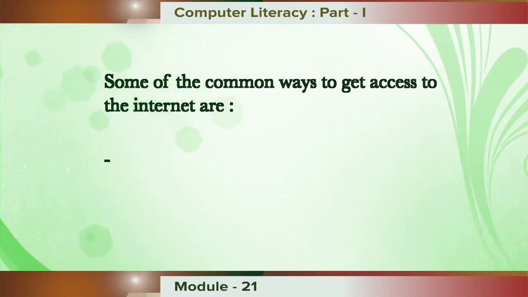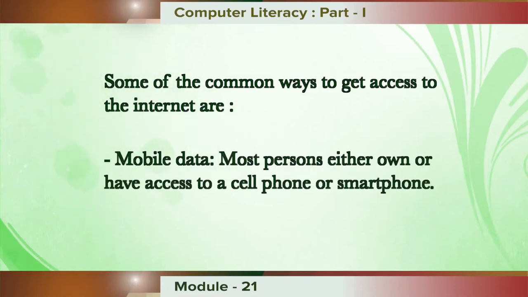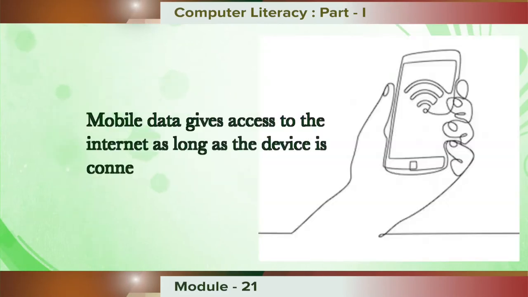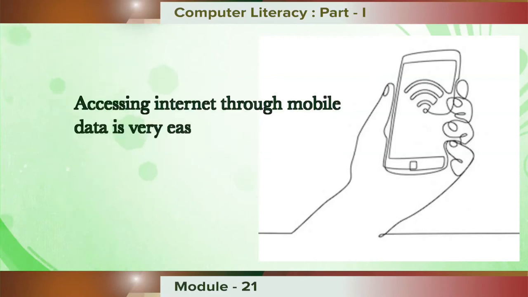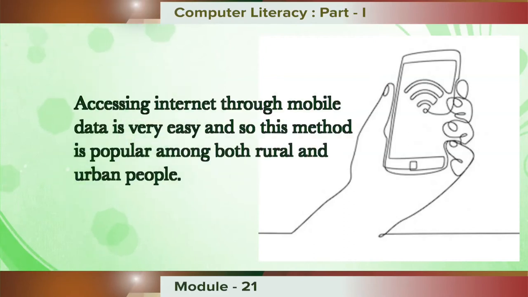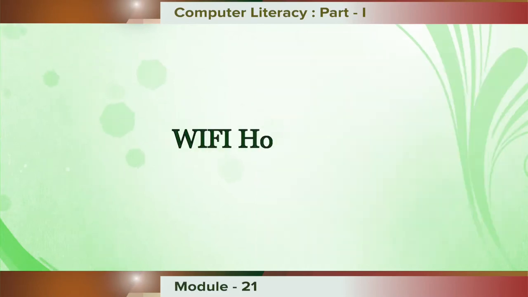So, the first one is mobile data. Nowadays, most persons either own or have access to a cell phone or a smartphone. Mobile data gives access to the internet as long as that device is connected to a cellular network. Accessing the internet through mobile data is very easy, and so this method is quite popular among both rural and urban people. Another way to get access to the internet is by using Wi-Fi hotspots.